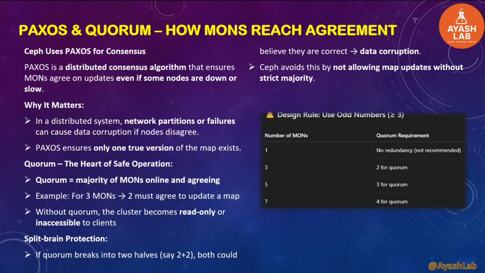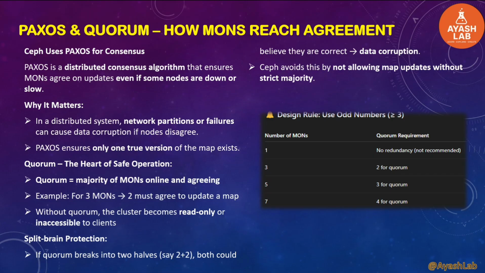Now let's talk about one of the most important jobs of mons, how they agree on the true state of the cluster. Try to imagine three people trying to decide where to eat. If they don't agree, no one moves. Let me repeat it again. Imagine three people trying to decide where to eat. If they don't agree, no one moves. Okay, so Ceph mons are the same.